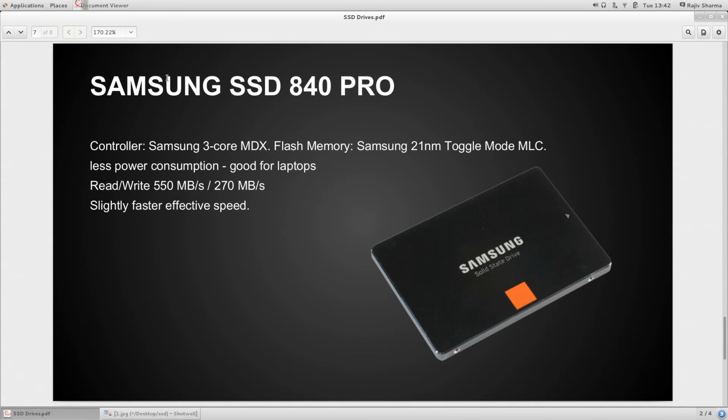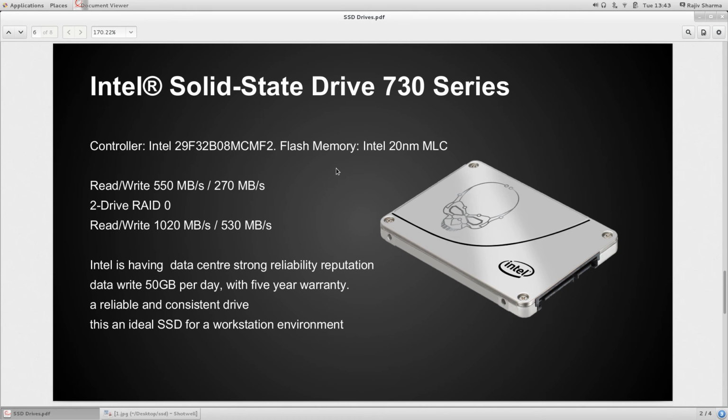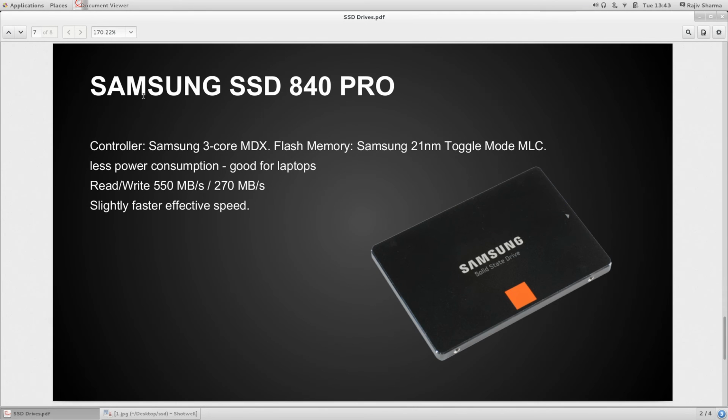The next thing I can show you is the Samsung SSD 840 Pro. This drive is also a very good drive. I am also using this drive in my system. So I have two drives, one is Samsung SSD and one is Intel. Performance wise, to be honest, both are the same. I don't feel any difference, and this drive is cheaper than Intel, and the speed is also slightly faster, but the 730 is Intel technology and very reliable, and the warranty is 5 years. This one also has a 5-year warranty.